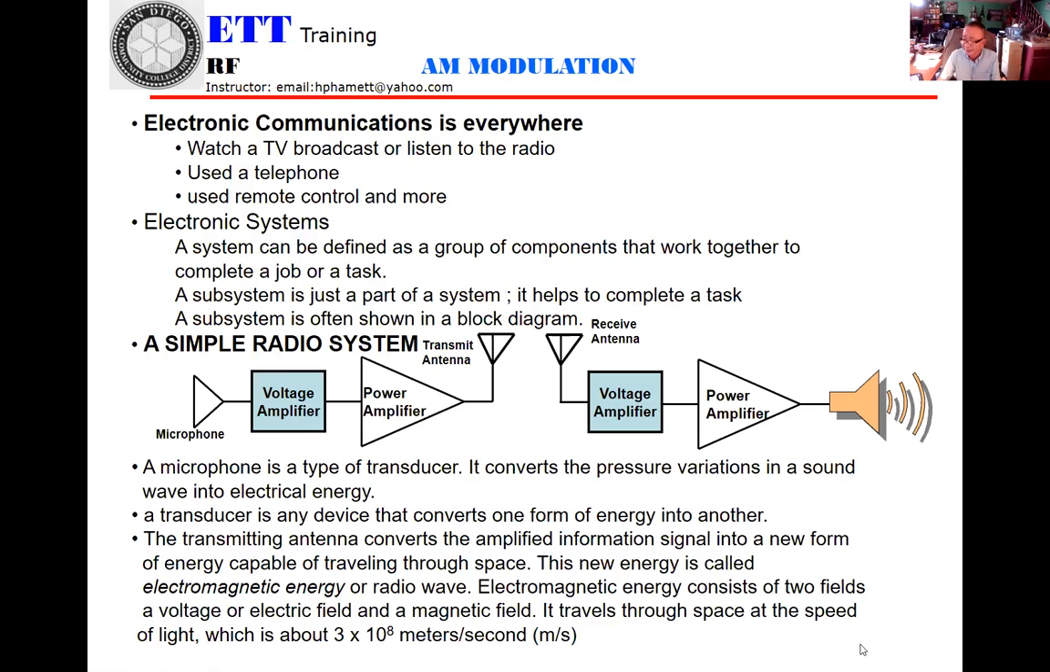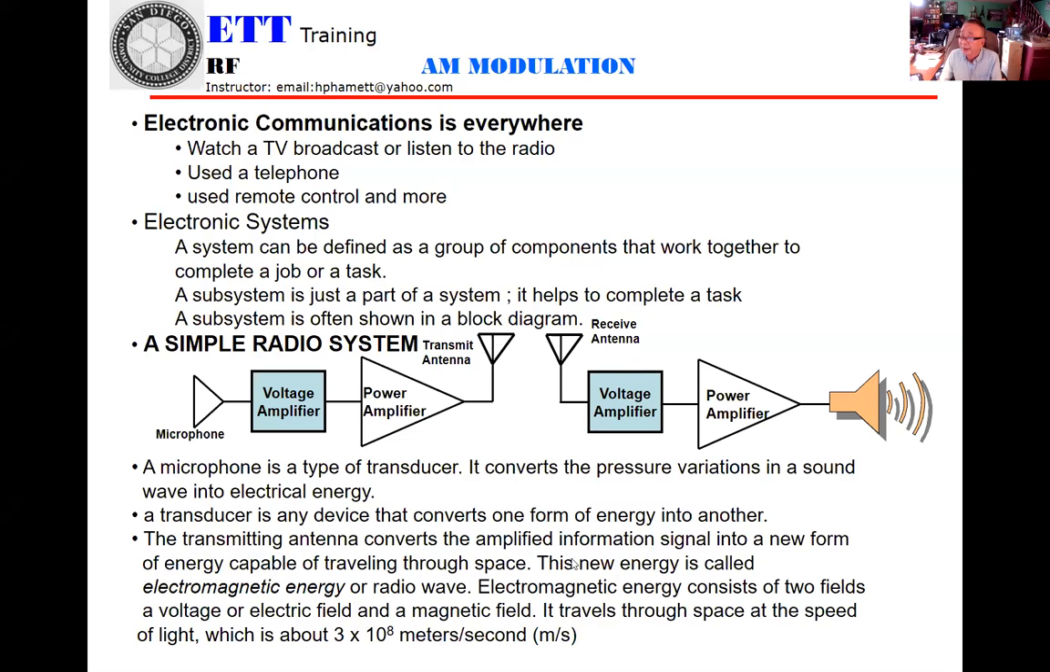It converts pressure variation in a sound wave into electrical energy. A transducer is any device that converts one form of energy into another. The transmitting antenna converts the amplified information signal into a new form of energy capable of traveling through space.